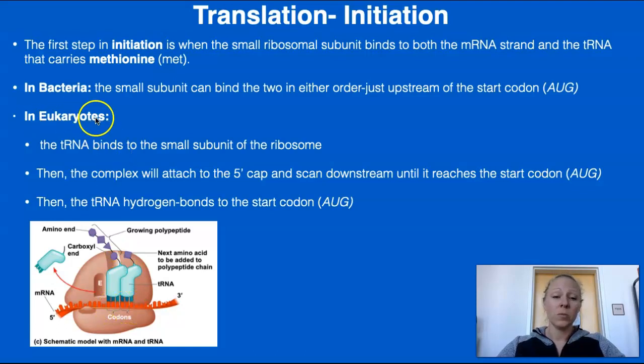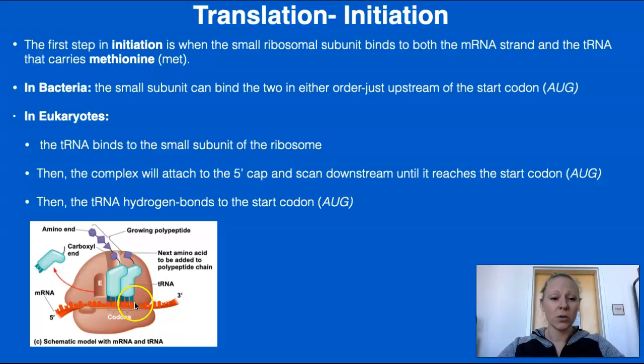In eukaryotes, it's a little bit different, of course, they're more complex. The tRNA must bind to the small subunit of the ribosome. So in eukaryotes, the tRNA is going to bind first to that P site. Then the complex is going to attach onto the 5' end of the mRNA strand. If you remember that guanine cap, it's going to be using that guanine cap so that it will be able to latch onto that, and then it's going to scan downstream.